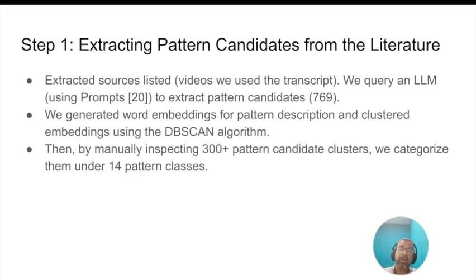So we found about 300 pattern candidate clusters. Then we manually went through them and grouped them into 14 pattern classes. The way we did this was we first started with about 6-7 pattern classes and tried to group the non-pattern candidate classes into these. But if we saw a recurring pattern class that's not included in the list, we added that. Like that, we ended up with 14 classes.